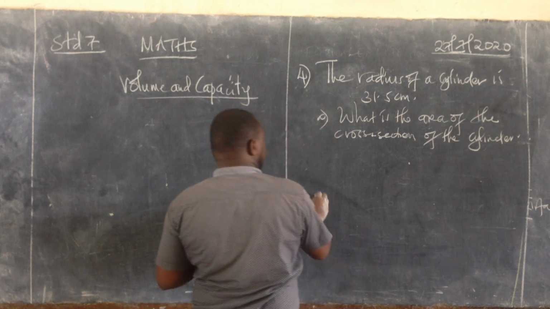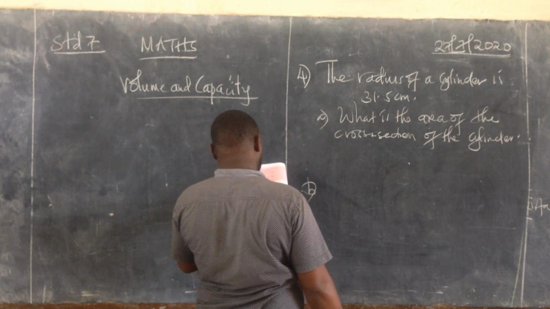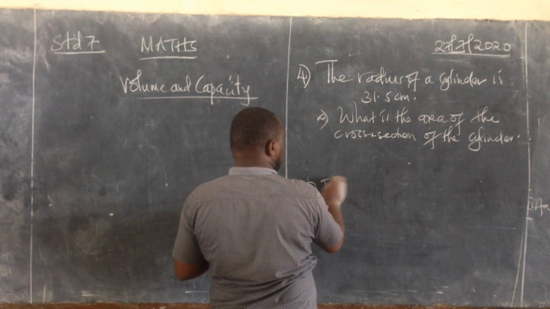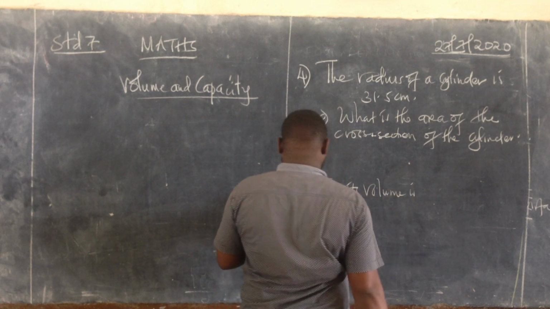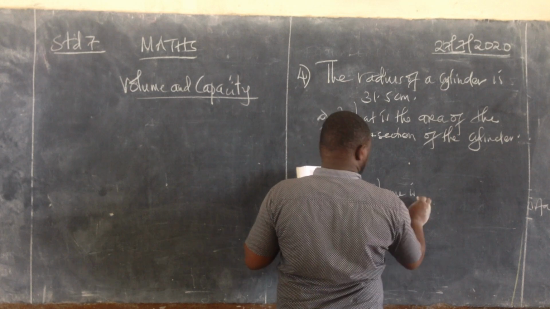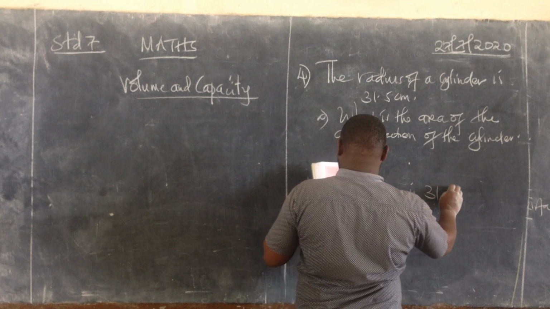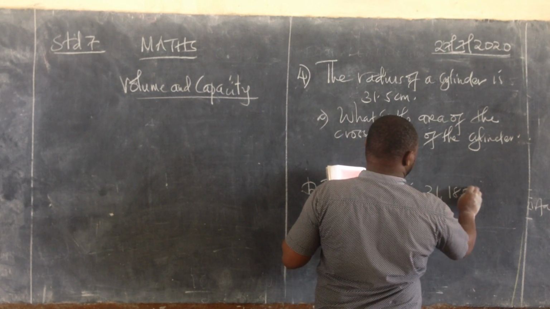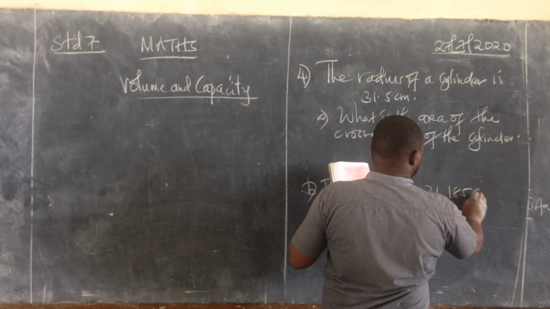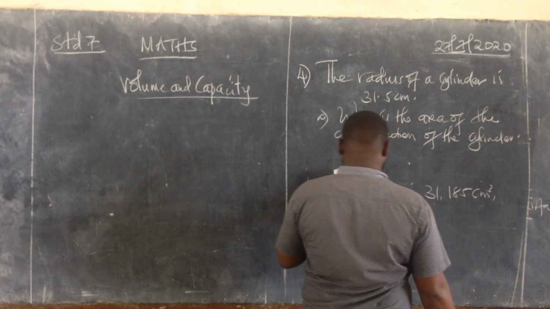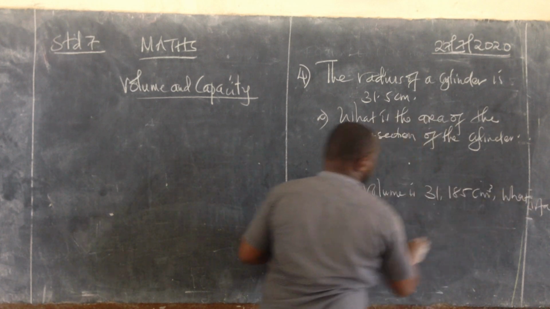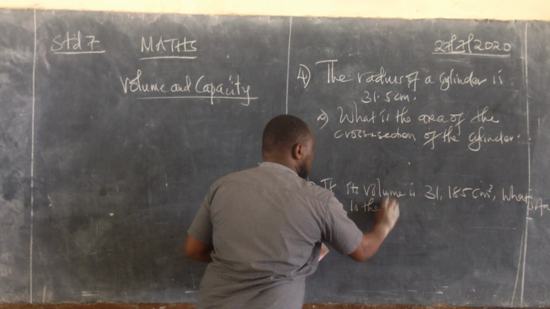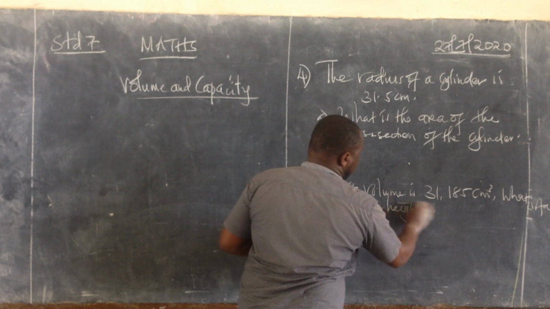And then number B says if its volume is 31,185 cubic centimeters, what is the height of the cylinder?